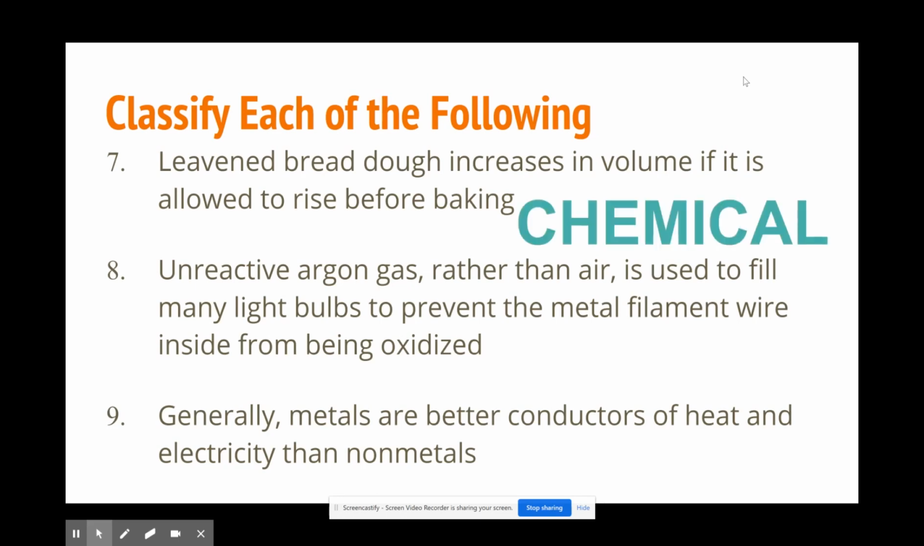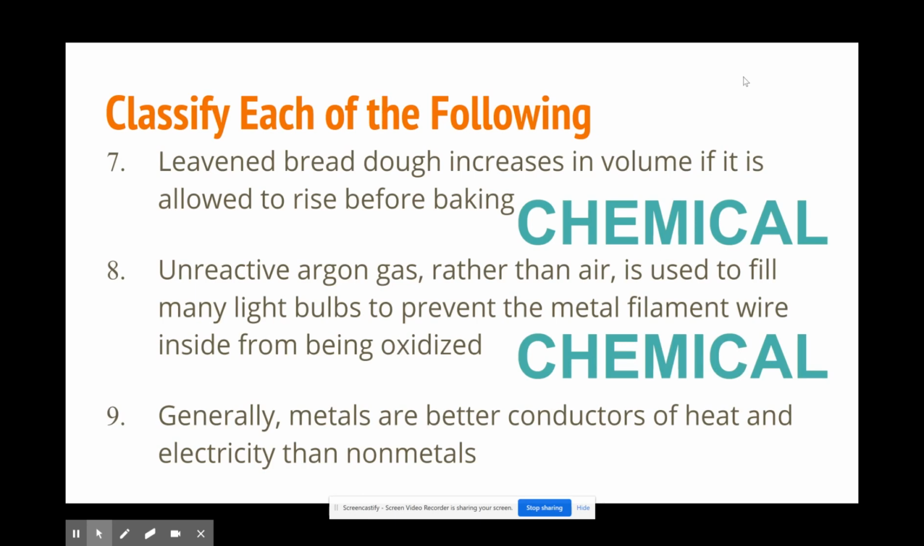Leavened bread dough is a chemical change. If it's rising, that's it producing a gas. It produces carbon dioxide, which lets the dough puff up. Then unreactive argon gas is also chemical. A hint is that if it talks about reactivity at all, that relates to chemical reactions, which would make it a chemical change or a chemical property. And then lastly, metals being good conductors is a physical property of the metals. Hopefully these examples helped, and we are going to go through a lot more of these in our following videos and in class together.